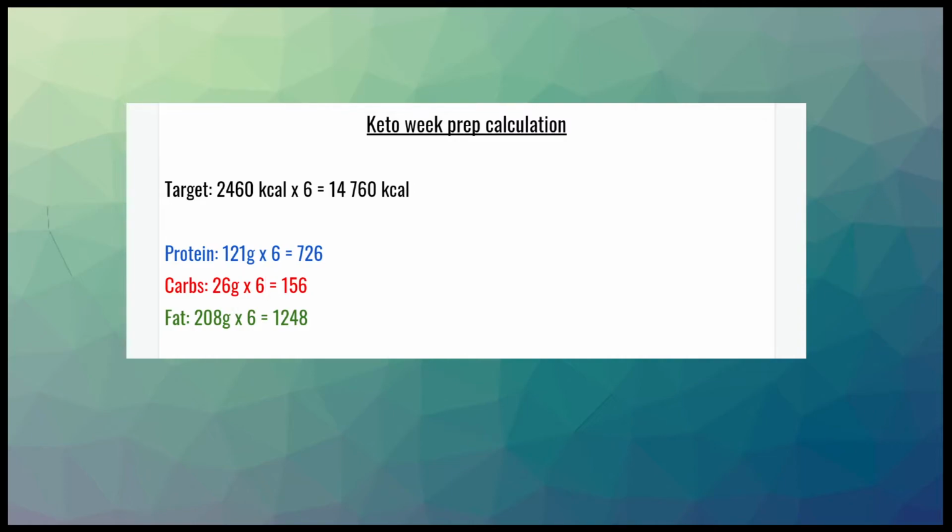Okay, so now you know your total calorie needs for a single day and how much fat, carbs, and protein you're going to need. Now you just multiply them by the days you want to meal prep for. In my case, that'll be 6. And here are the numbers I get. On top, we have the daily calories multiplied by 6, and same for the protein, carbs, and fats.